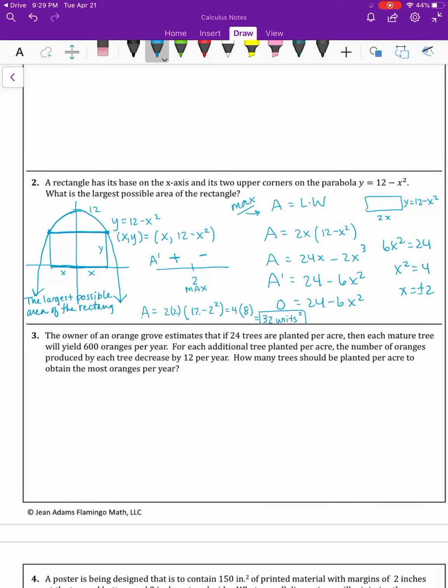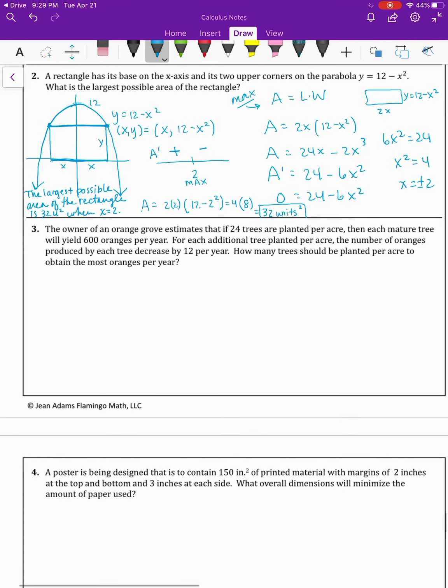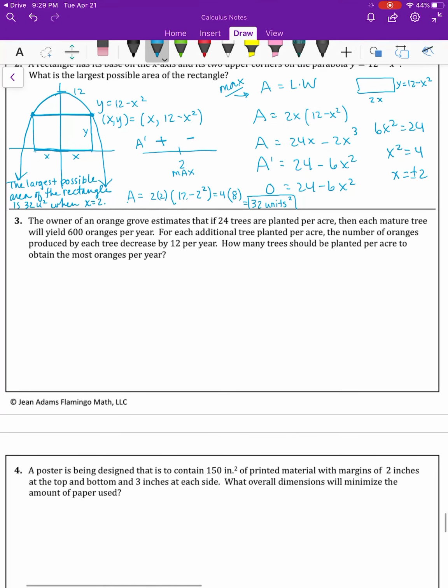And typically when it's a word problem, I go ahead and, just for my own self, write out that the largest possible area of the rectangle is 32 square units when x equals 2. Okay?